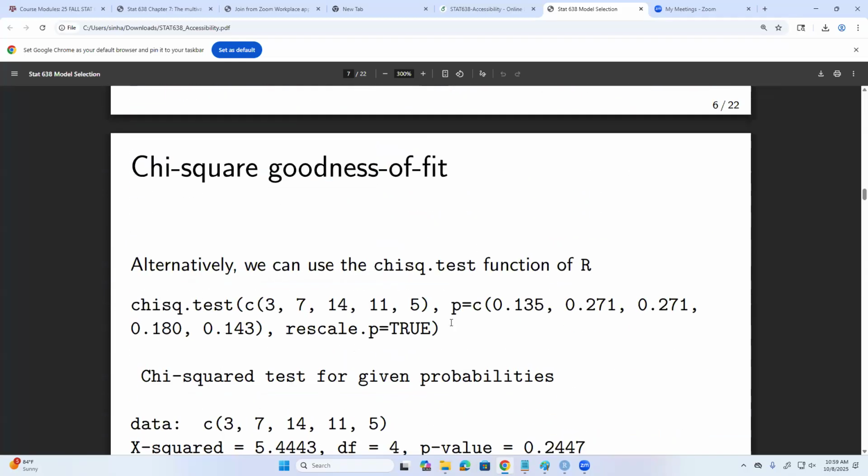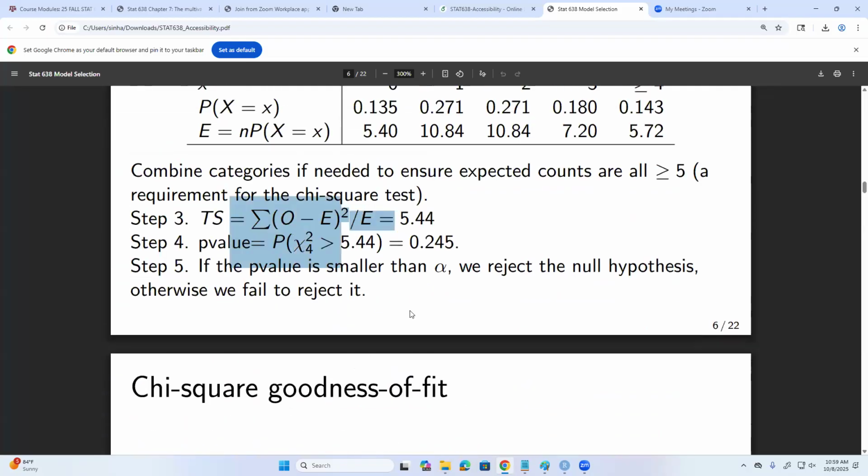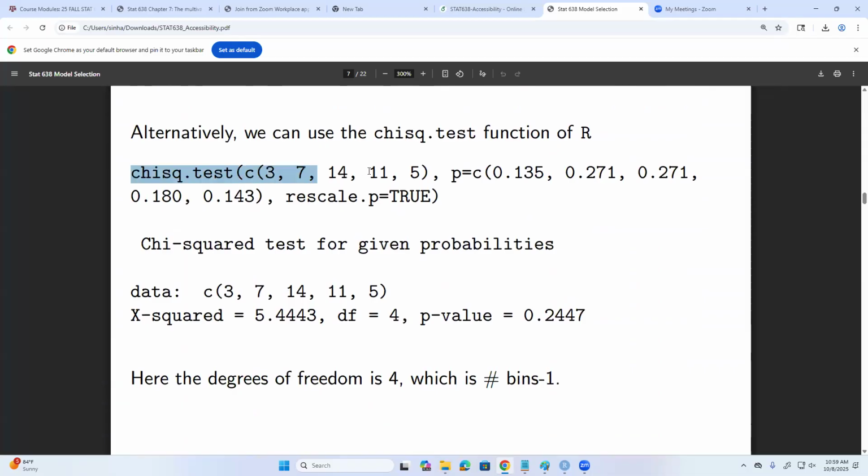So here I did the hand calculation, but if you want, you can do this calculation by using this code, chi-square test. You put the counts, frequencies, and the probabilities, and rescale equal to true. Rescale, why do I do that? Because due to numerical approximations, these probabilities may not add up to 1, because I just put the 3 decimal places. And if you don't write rescale equal to true, then it will give you an error message. So that is why I gave that statement.